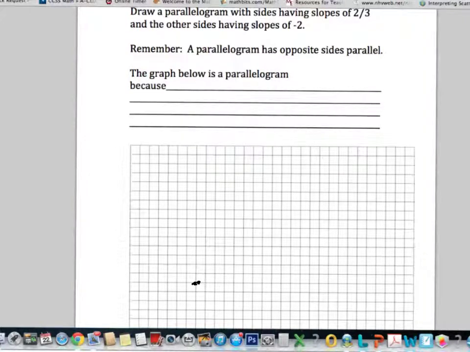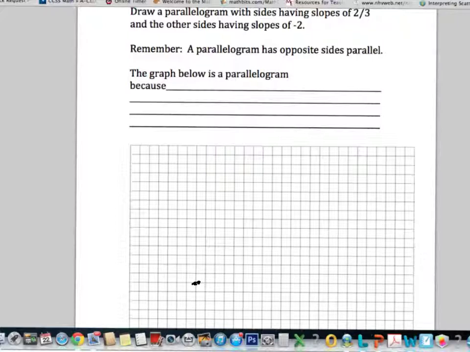In this lesson, I have students work through stations about slope, and this seemed to be the most difficult station for students. They had to do a lot of trial and error, and we talked about the properties of parallelograms, of how those properties could help them find the vertices of the parallelogram.